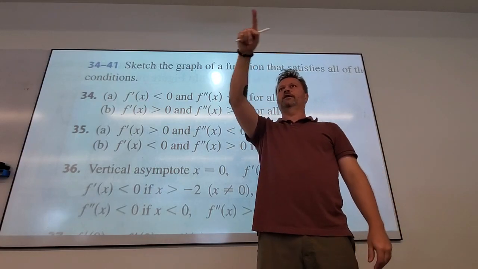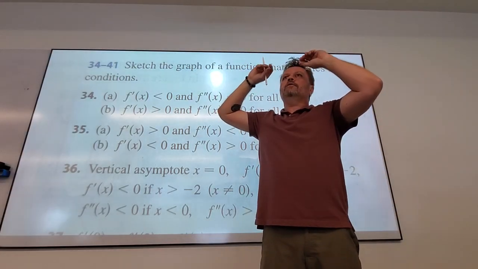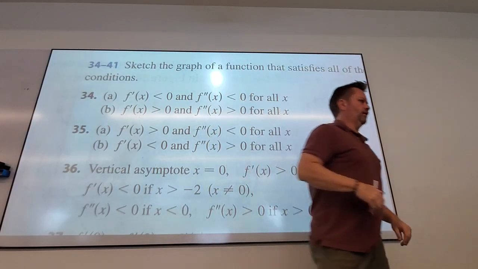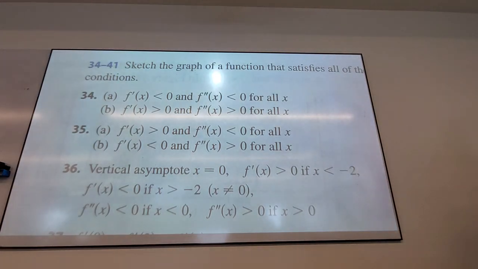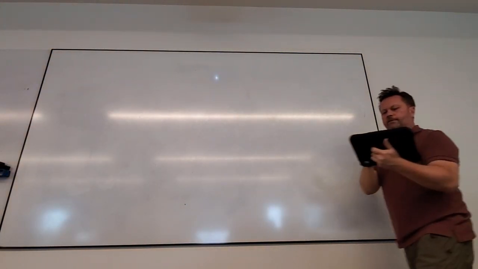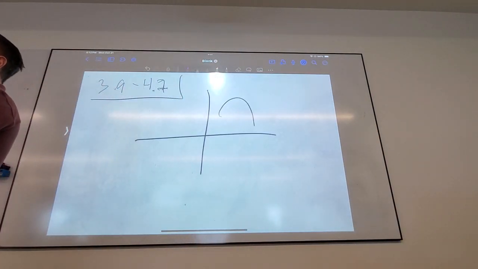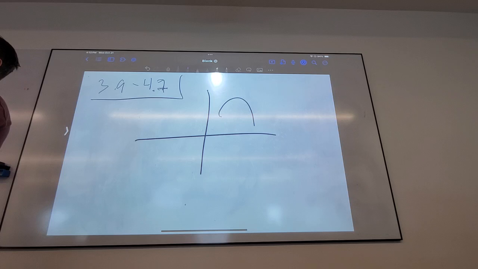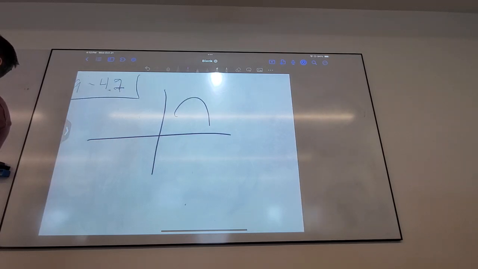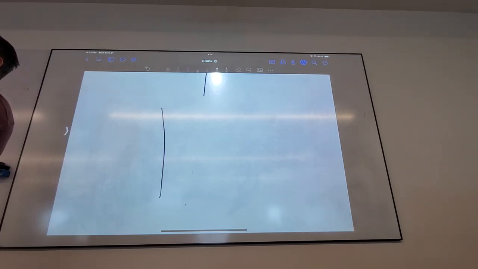It's got to be curved to have down concavity. Sounds like a yoga pose, but it isn't. This is the most obvious down concavity, yes? There it is. This is also down concavity. That is also down concavity, yes?